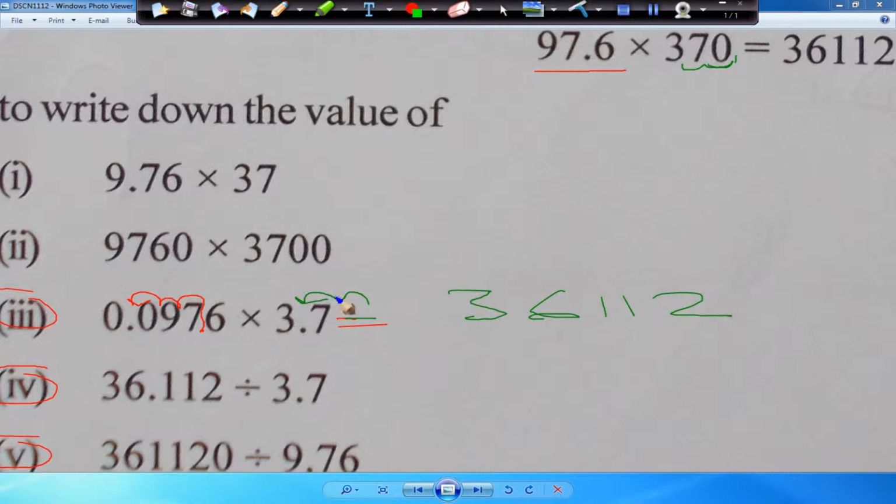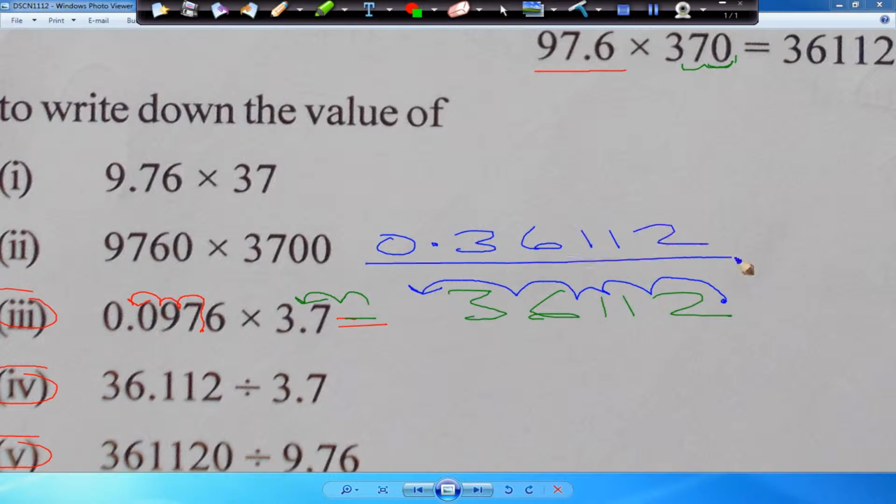So how many jumps here? 1, 2 to the left, 1, 2, 3. We have to jump how many times? 5 to the left from here now. So 1, 2, 1, 2, 3, another one. So the final answer here will give us an answer of 0.36112. So we made this one smaller and that one smaller, so there's all those effects added together. Okay, let's look at the next one.